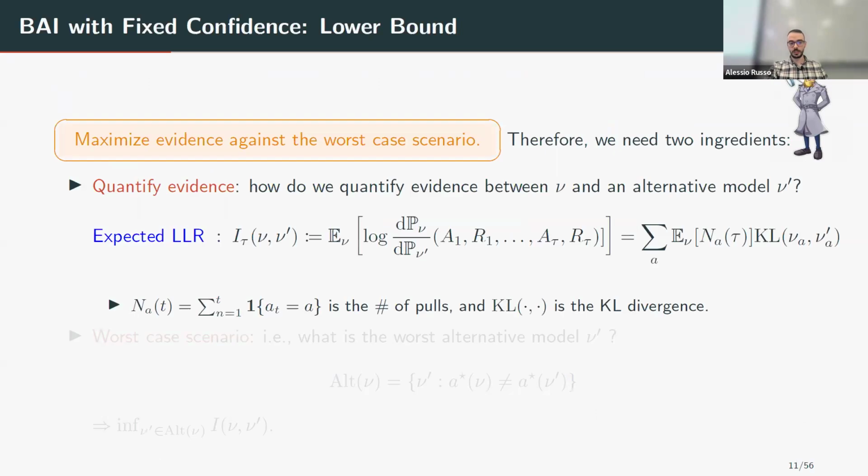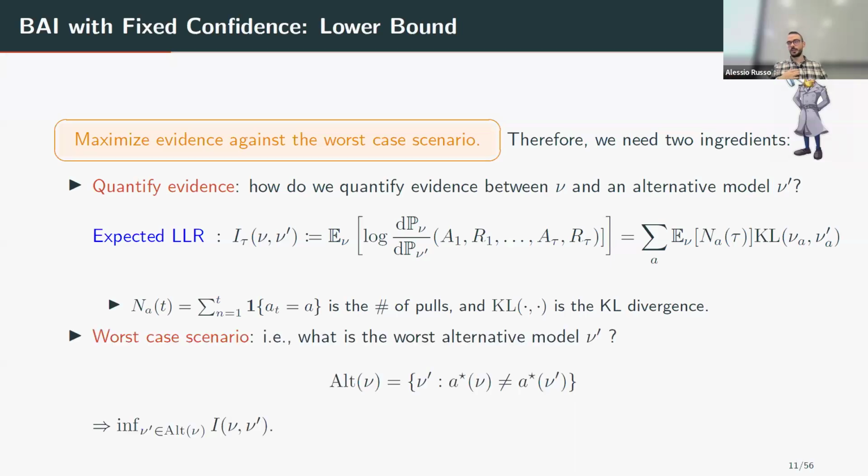So we need the first ingredient, how we quantify the evidence. We can do it through the expected log likelihood ratio. And then the worst case scenario is simply the alternative model that basically minimizes this log likelihood ratio. So it's an alternative model that could have generated the data. But since it's an alternative model, it needs to have a different optimal arm. The reason why it needs to have a different optimal arm is because you want to rule out the false hypothesis. It doesn't make any sense to test against models with the same optimal arm in general.